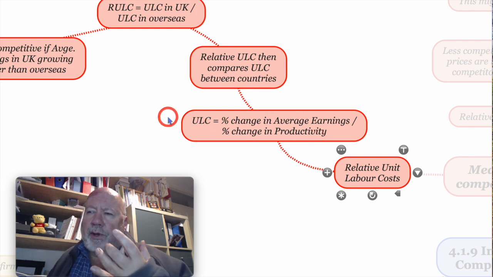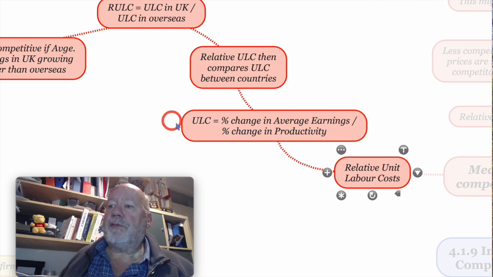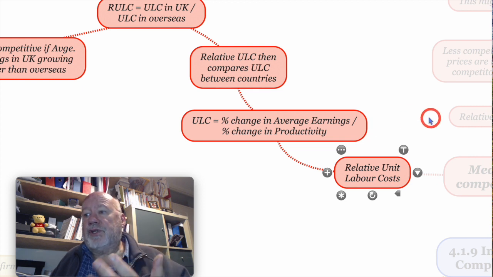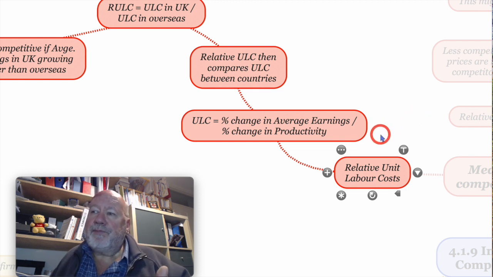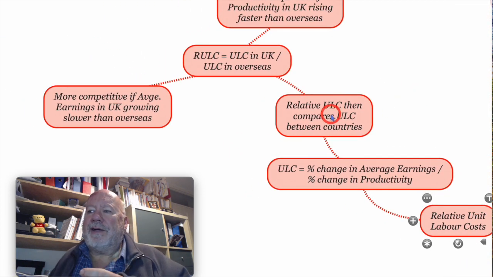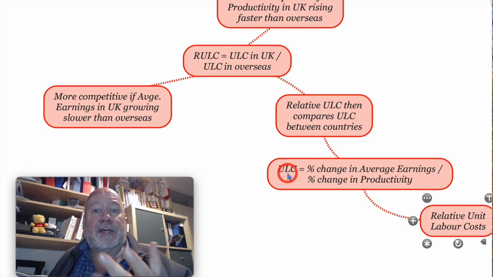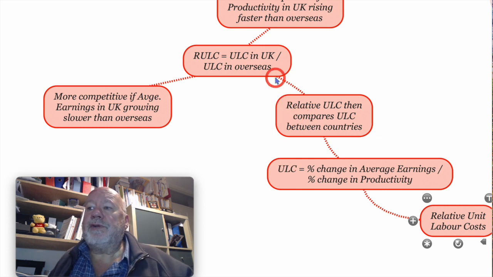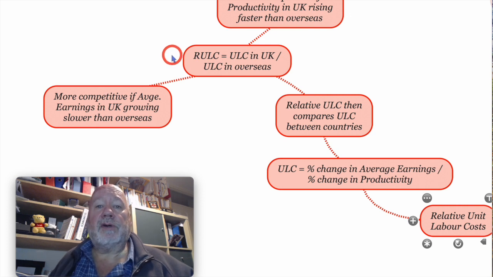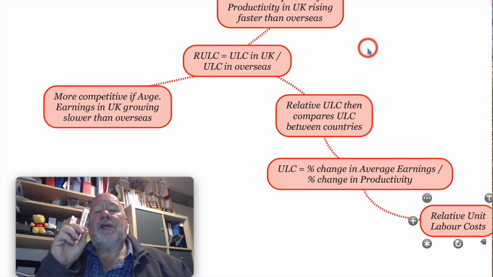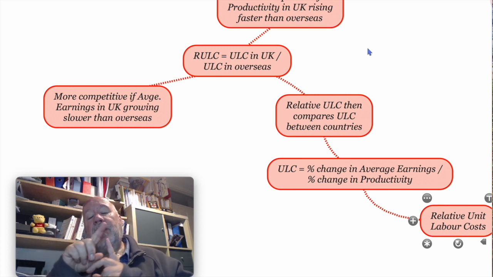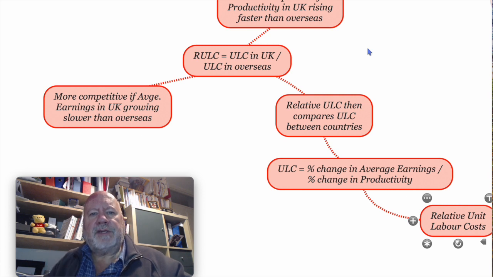So on a macro basis, obviously we look at the index numbers, if you like, for change in average earnings and change in productivity. Now, in order to take that a bit further, you've got to compare the unit labour cost in, say, the UK, with the unit labour cost in another country. And so you come to this ratio, which is the relative unit labour costs, which are simply the unit labour costs in the UK divided by the unit labour costs in an overseas country. And they'll be done on an index number basis, of course.